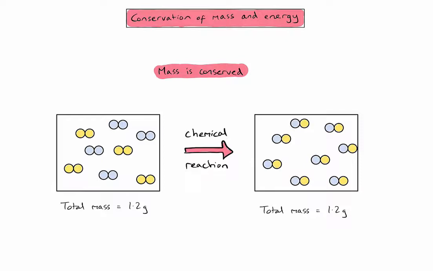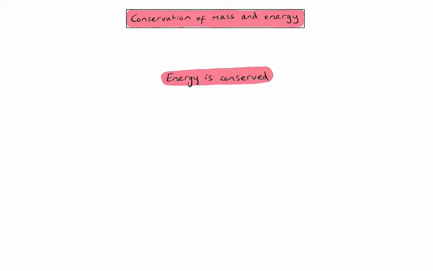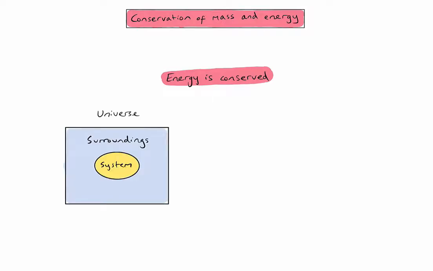Secondly, let's look at the conservation of energy. In order to understand this, we first need to take a simplified view of the universe. And as a chemist, we're going to break it down into 2 bits, the system and the surroundings. Very simply, the system is the chemicals involved in and produced by the chemical reaction. And the surroundings is effectively everything else.